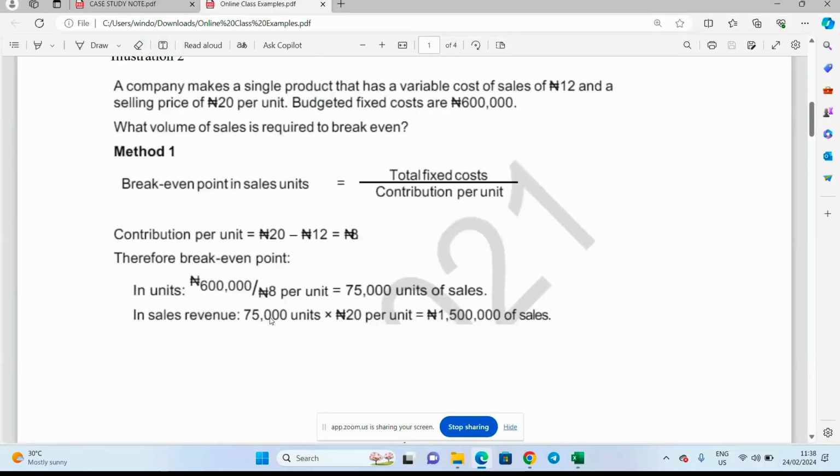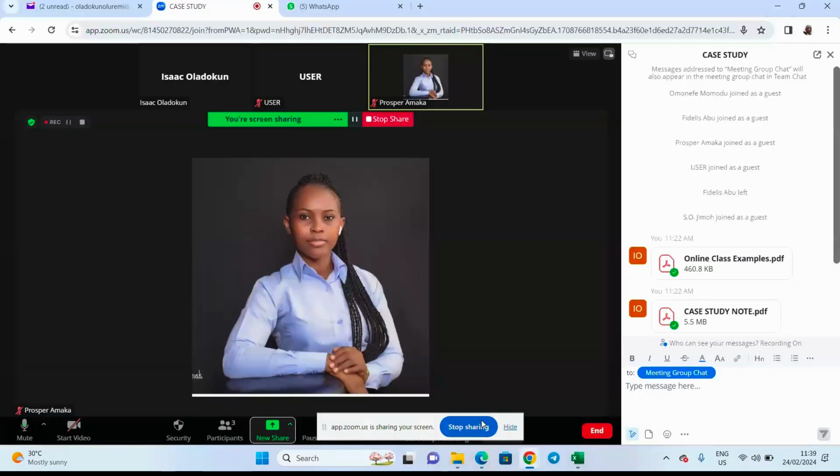Now let's go back to where we were before. This one they just did as 75,000 times 20. That gives us 1.5 million. Are we good? Then you can also do it this way. 600,000 divided by contribution sales ratio. What is contribution per unit? 8 naira per unit. That's 8 divided by 20 first, which gives you your contribution sales ratio, 0.4. 600,000 divided by 0.4. What do you have? I want you to quickly do that. What's your answer? 1,500,000. 1.5 million, meaning you can do it two ways. All right.